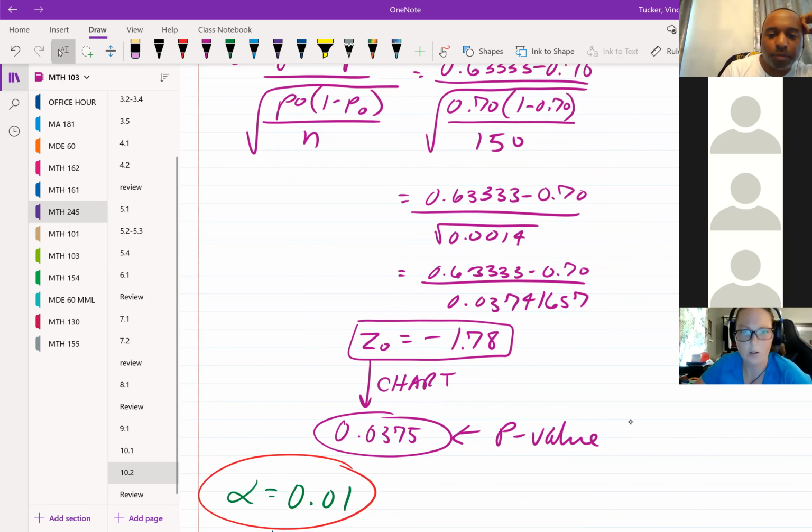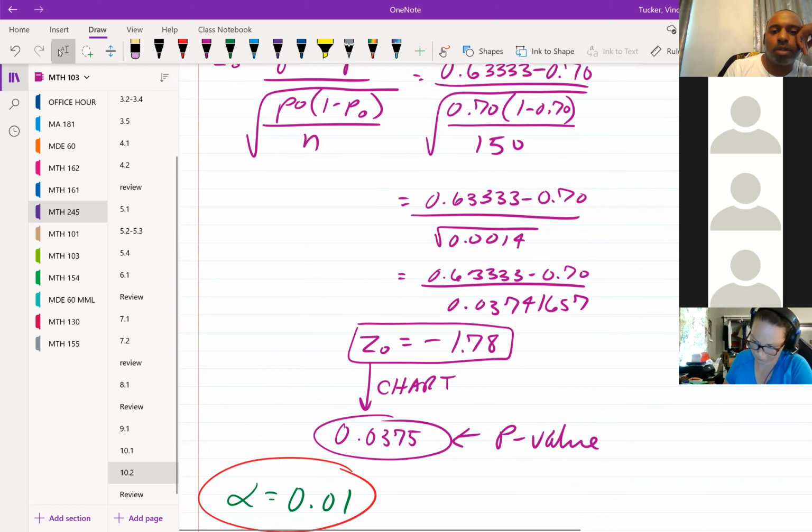Now let's see, they asked for the p-value. Let's see if they asked for anything else. Perform the test. Okay, yeah. Can I scroll up a little? Is everybody okay?